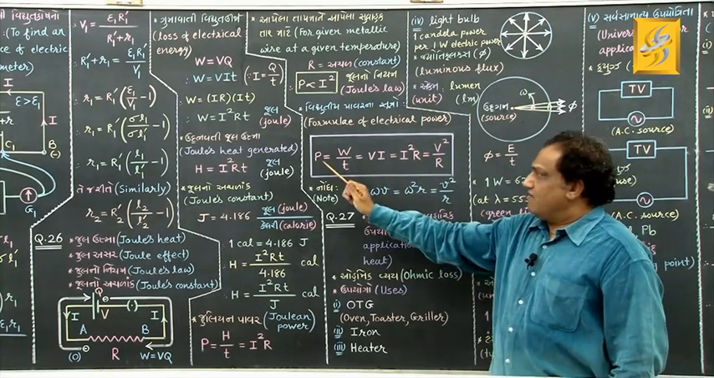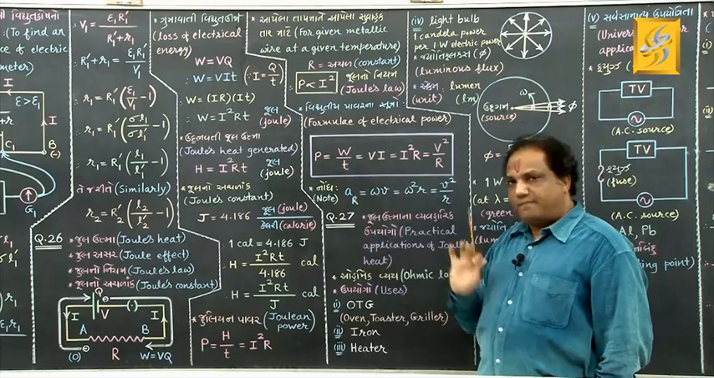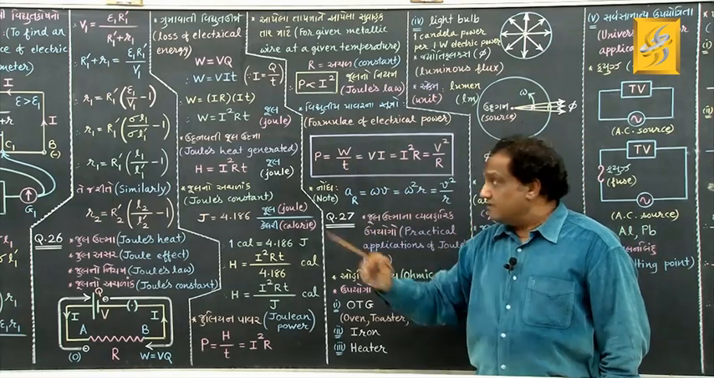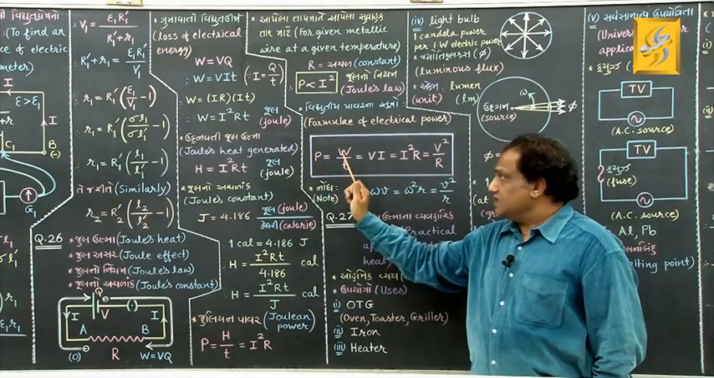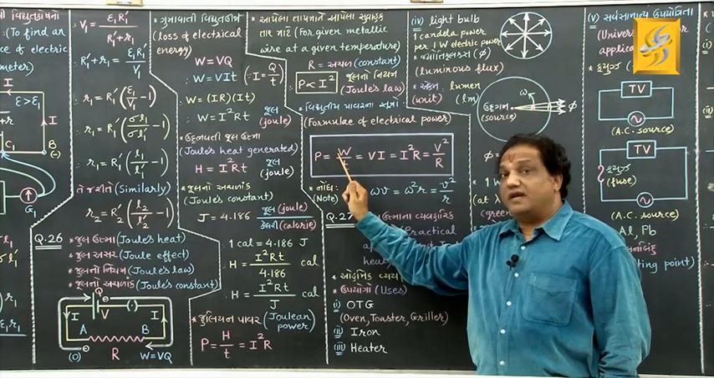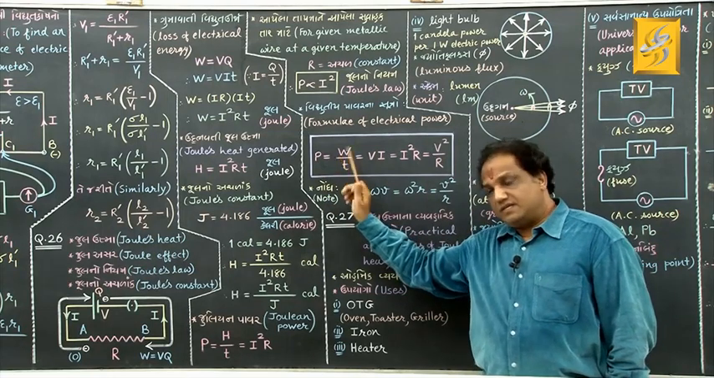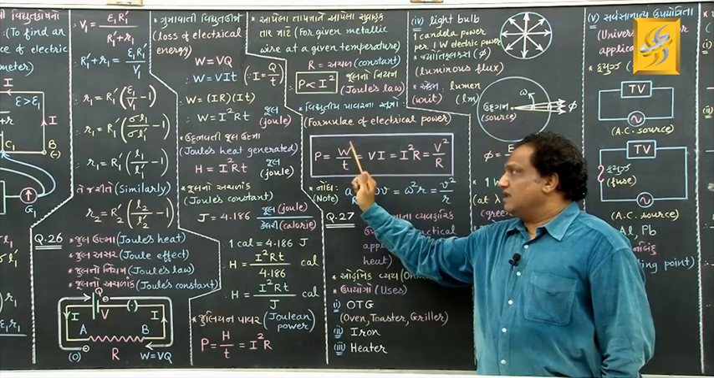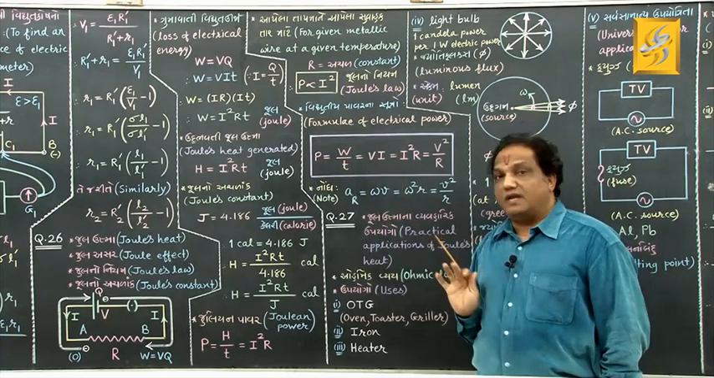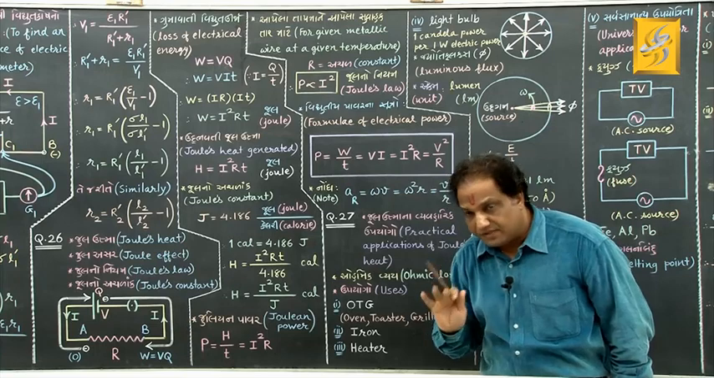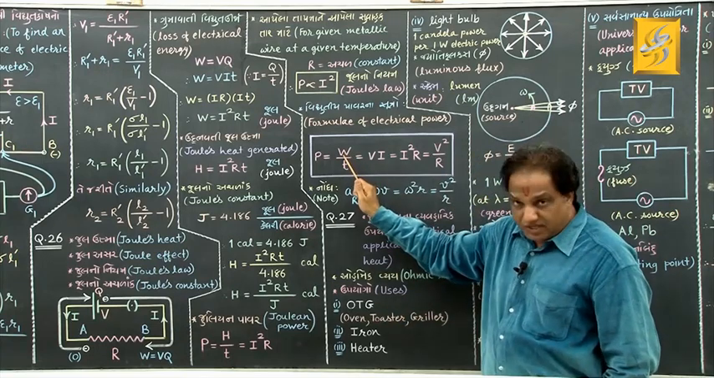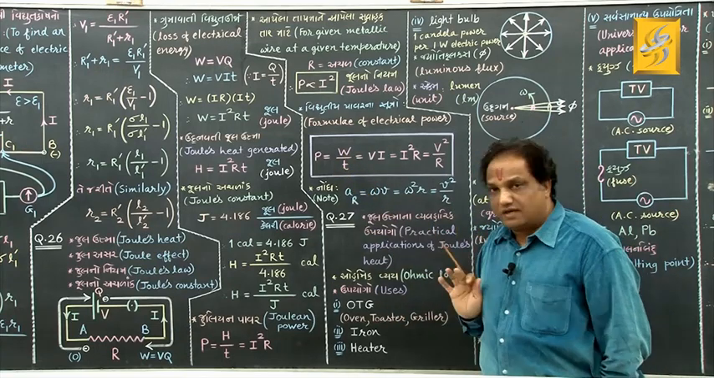Now, we go for the formula of electrical power. Now, you know power is nothing but energy per unit time, but because you want to define electrical power, this must be electrical work done or electrical energy, correct. So, the amount of electrical energy per unit time is called electrical power.